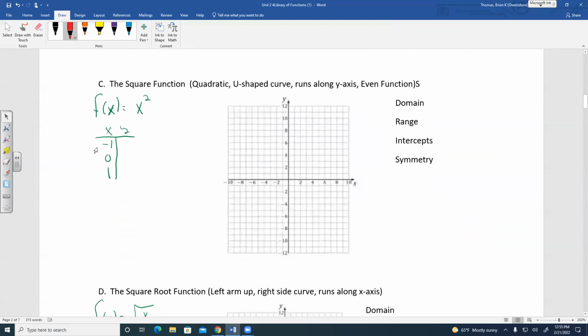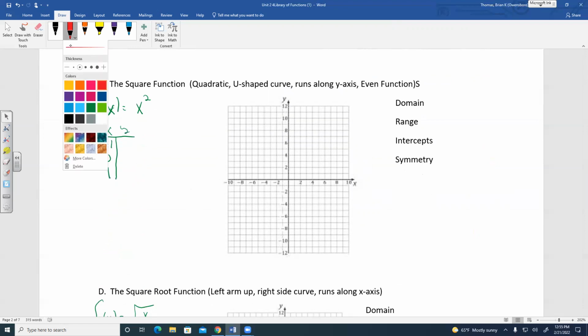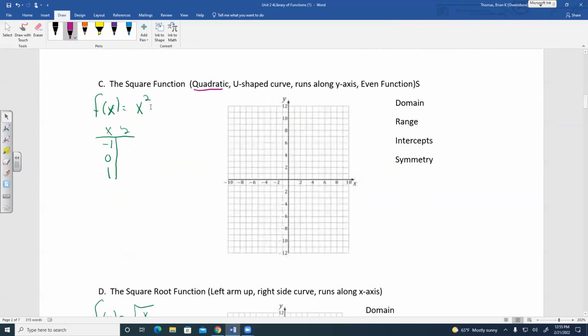The next function we want to talk about is what's called the square function. A square function, we also call that quadratic. It's because that's a second degree function. It's going to take on this U-shaped curve. It's going to be more of a curve. What it's going to do is run along the x-axis. This is also called an even function, okay? So this is going to be an even function.